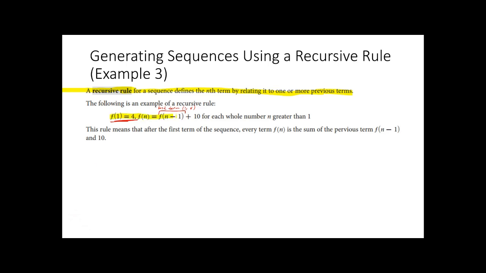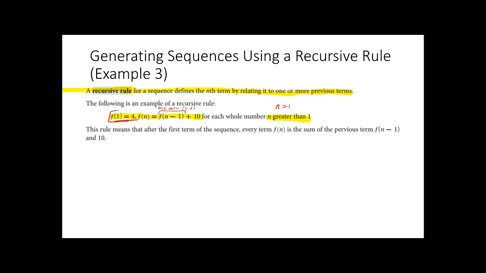Yellow for the win. f of 1 equals 4. That's our first term. Comma, f of n equals the last term plus 10, for each whole number n greater than 1. Why? Because there's no such thing as a 0 term. There's no such thing as a 1.5 term. It's just got to be greater than 1 because we have to know our first term, and then all we care about from then on is the second or the third or the fourth or the fifth.